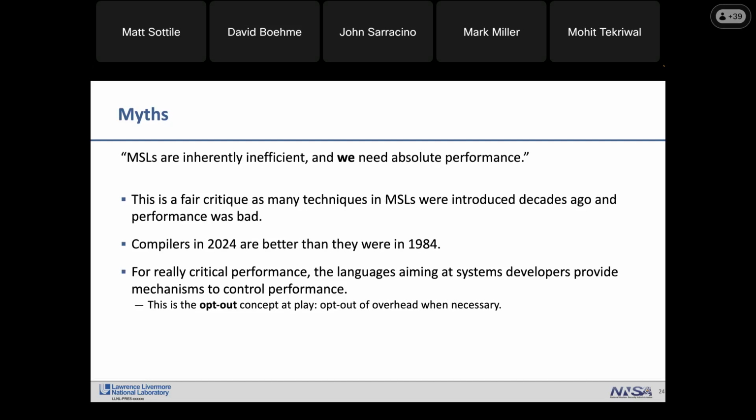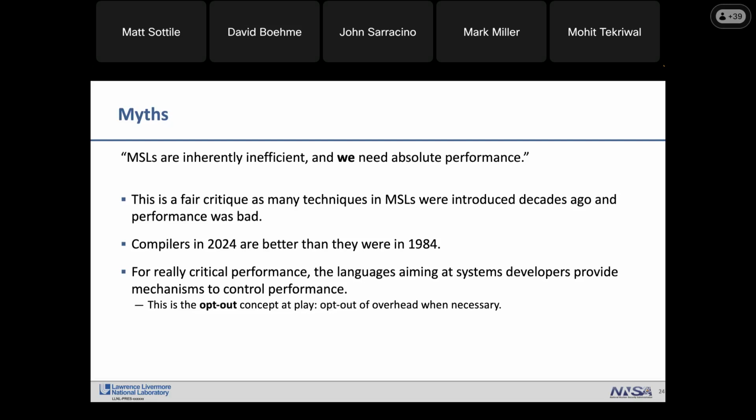And the last one is, some people say memory safe languages are inherently inefficient and we need absolute performance. And I'd argue this is a fair critique if you're looking at when the languages were introduced. Often the techniques that are in these languages came about decades ago, and their performance was not great. The garbage collector got in the way all the time, and some of the static checking or runtime guarantees got in the way all the time.